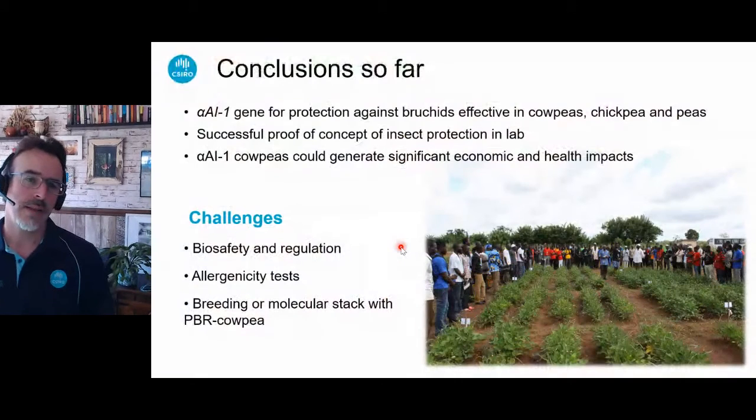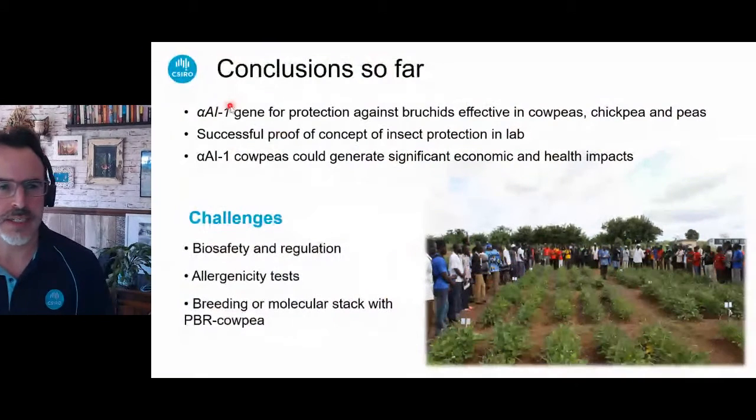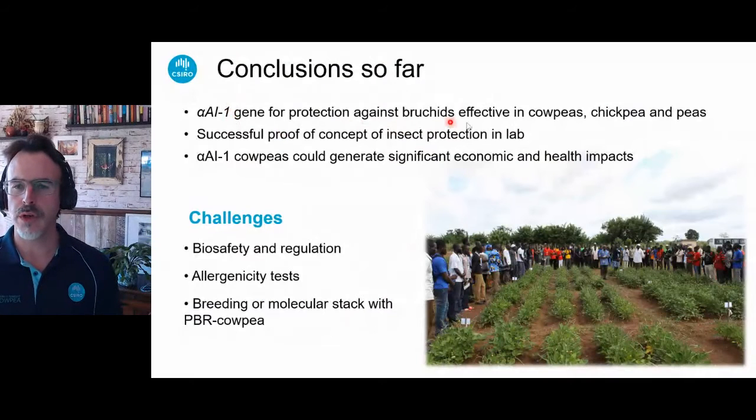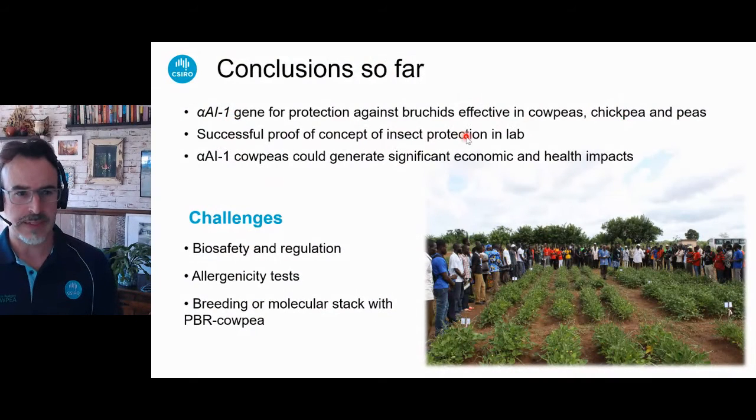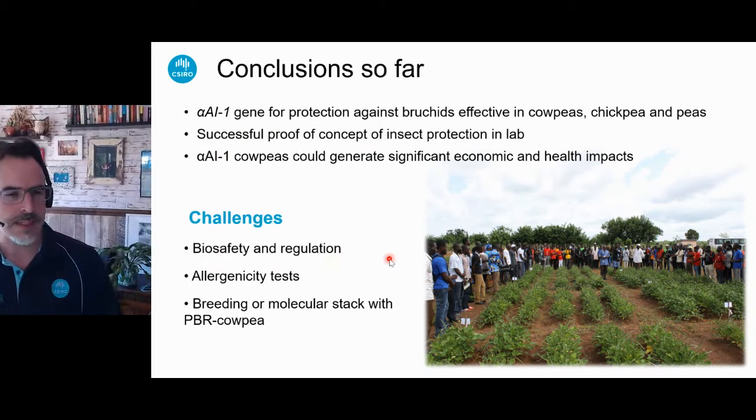So the conclusions are that we have proven that this alpha amylase gene is very useful against bruchids in a number of species. We have proven that in the lab, and we think this alpha amylase inhibitor cowpea will generate a significant economic and health impacts in Africa. There are a few challenges ahead. We need to go through, of course, biosafety and regulatory pathways with the proper allergenicity tests.